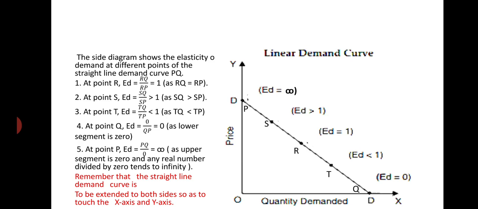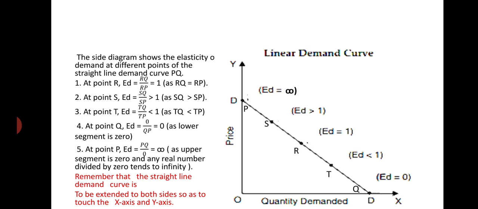That is RQ by RP, which is equal to 1, as RQ is equal to RP. Then at point S, what is the elasticity of demand? You see, what is the lower segment from point S? SQ. What is the upper segment? SP. So the elasticity of demand at point S is SQ divided by SP, which is greater than 1.